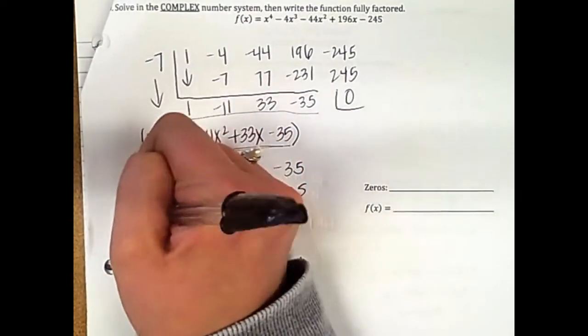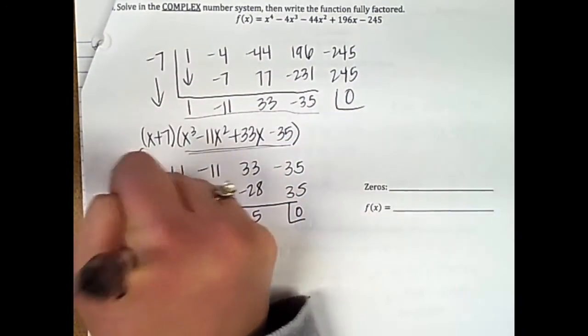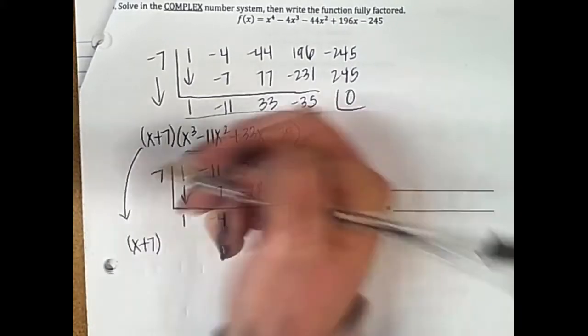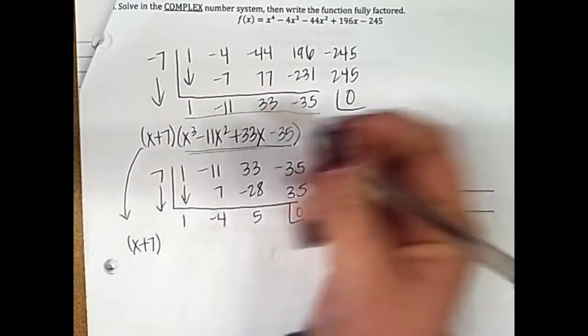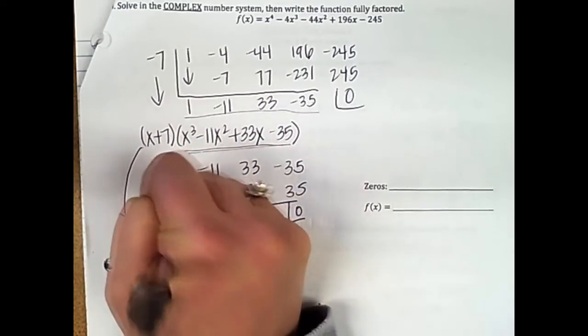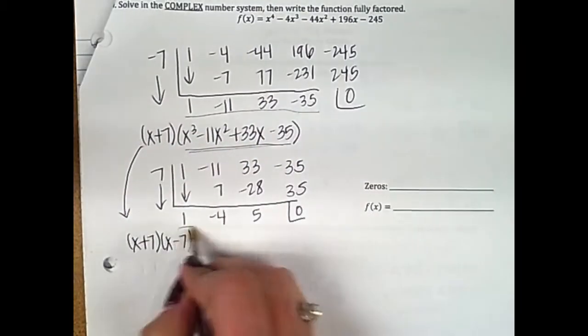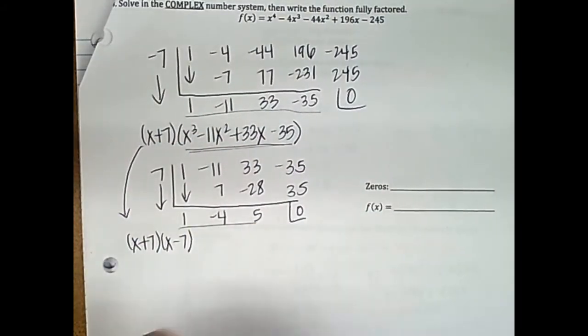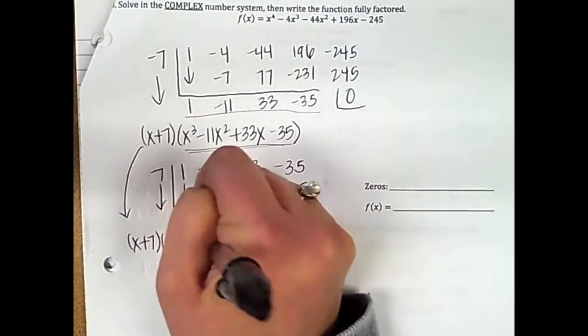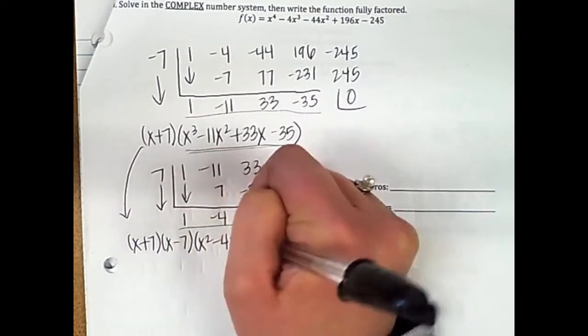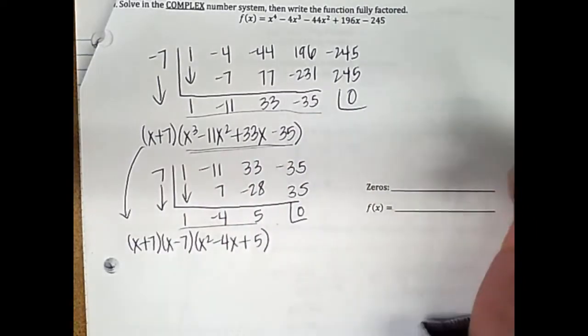So I'm going to bring my x plus 7 because I don't want to forget that one. I'm going to bring that down. I'm going to bring down my factor from 7, so x minus 7. And then I'm going to write what's left. So what's left is x squared minus 4x plus 5.